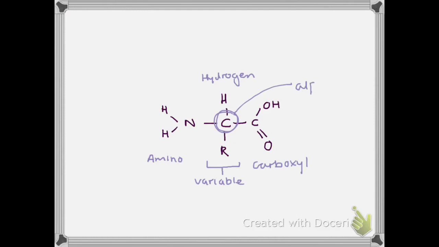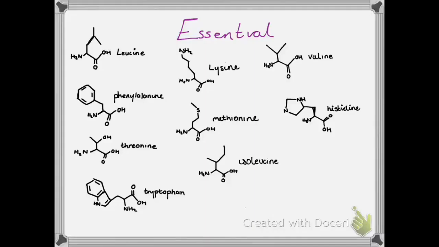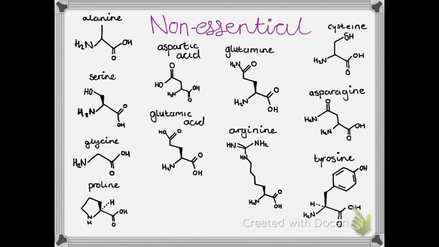And then you have a central carbon. Because this is attached to all different groups, it's called an alpha carbon. And just a little bit more information, despite them all having the same basic structure, because of the variable group, all the amino acids have different physical and chemical reactivities. And then here's just a little diagram of all our essential amino acids. These are essential to consume because we can't generate them ourselves within the body. And then these are our non-essential amino acids, which we don't need to take in.